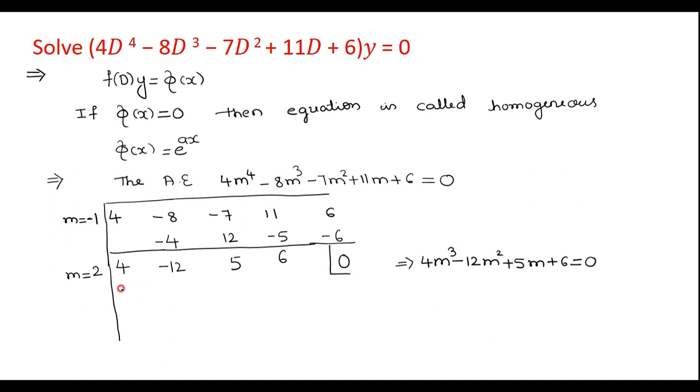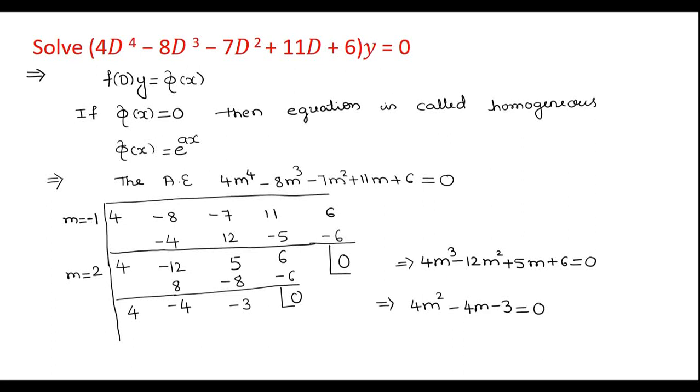Again repeating the synthetic division method, we write 4 as it is here. 4 into 2 is 8, so -12 plus 8 is -4. Then -4 into 2 is -8, and 5 minus 8 is -3. -3 into 2 is -6, which gives 0. So we have two roots, -1 and 2. And the remaining equation is a quadratic equation: 4m^2 - 4m - 3 = 0.